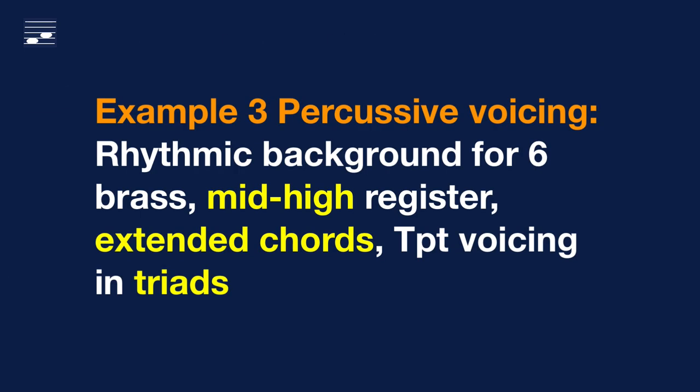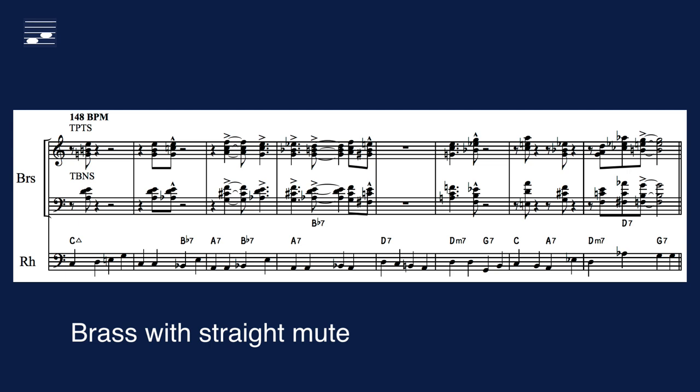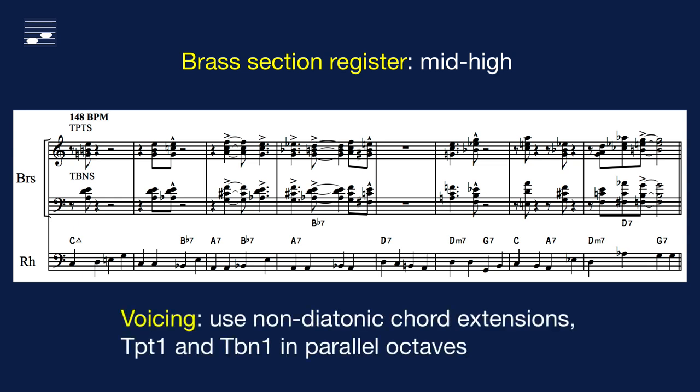We return to our example, this time with a voicing in the mid-high register, with the trumpet section voiced in triads only. This example has the brass playing straight mutes. The lead part pitches are different, but the rhythmic pattern has not changed. Again, we will use various non-diatonic extensions.